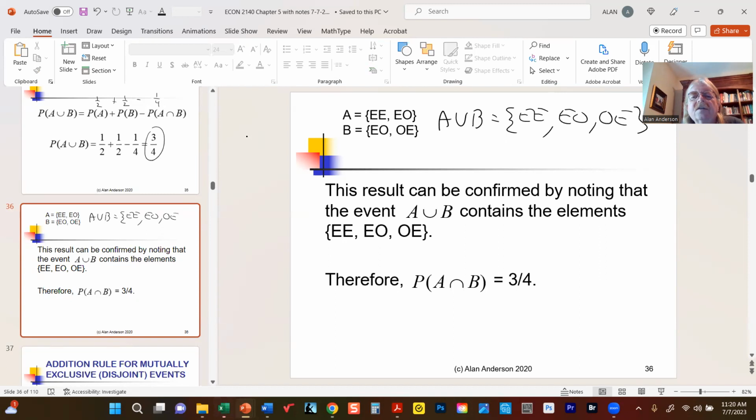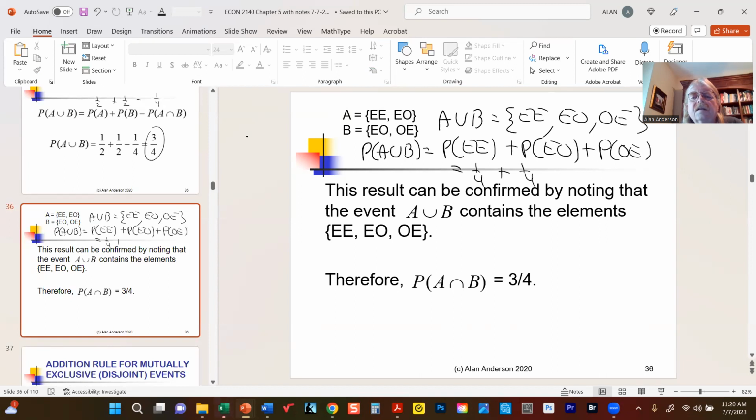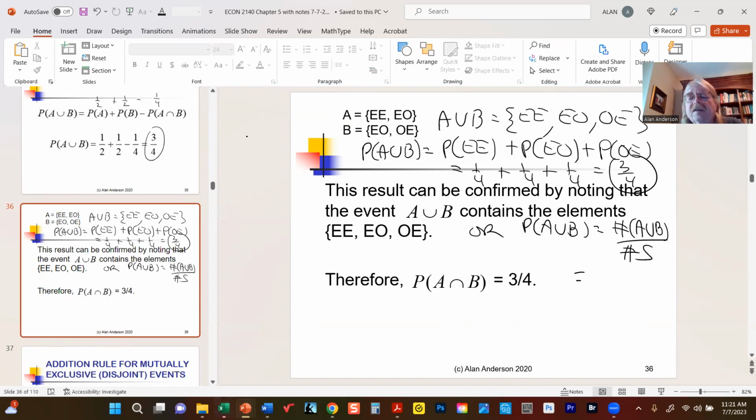So then all I had to do was calculate the probabilities of the individual outcomes. Or you could have said, how many elements are there in A union B out of the entire sample space? Because remember, in this experiment, all the outcomes are equally likely. We're allowed to do this too. And you'll get the same answer.